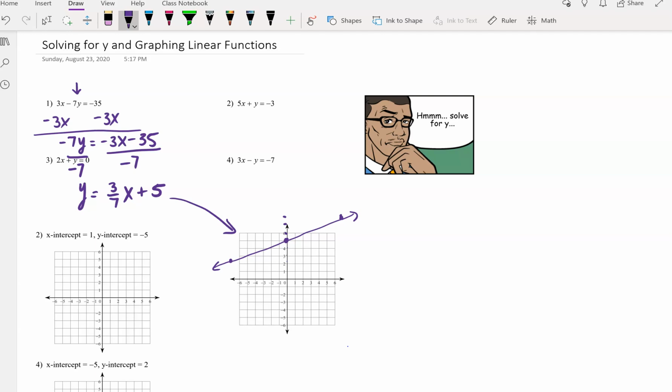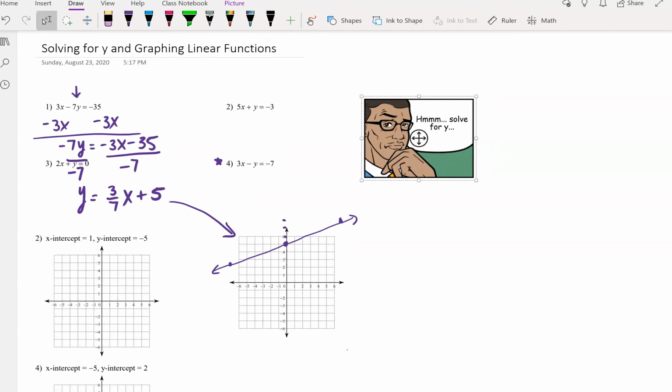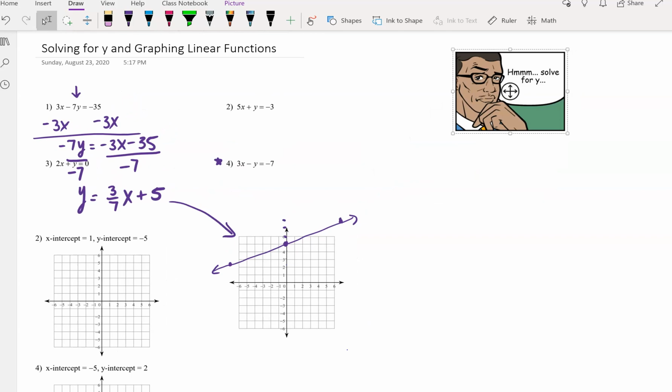Let's do number 4 right here. I think we have some room to do number 4. We'll move our picture over a little bit. All right. Let's try this number 4. So it is 3x minus y is equal to a negative 7. We want to get the y by itself. All right, so we're going to subtract 3x from both sides, minus 3x.